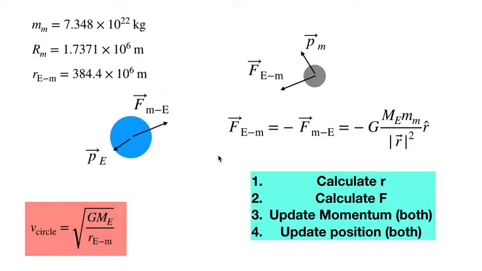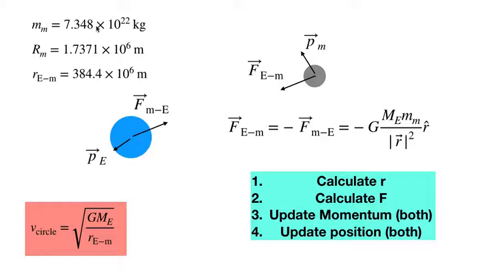So here's what we're going to do. Just like before, one, calculate r, the vector position from the moon to the Earth. Two, calculate the force. We did that too. Three, update the momentum for the moon. Four, update the momentum for the Earth. And then update the position for both of them. So that's what we're going to have to do differently.